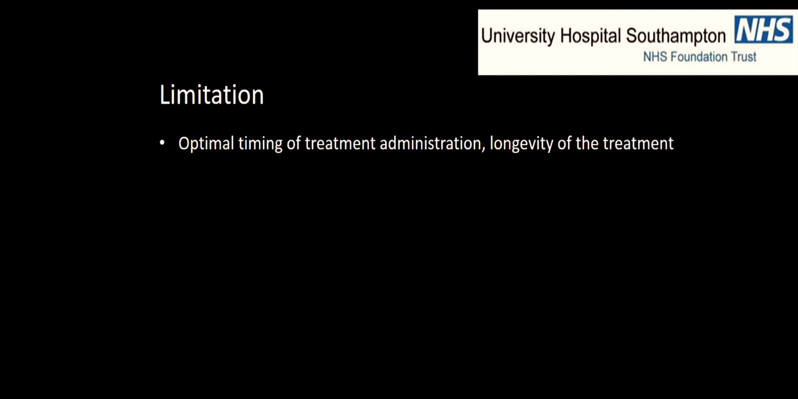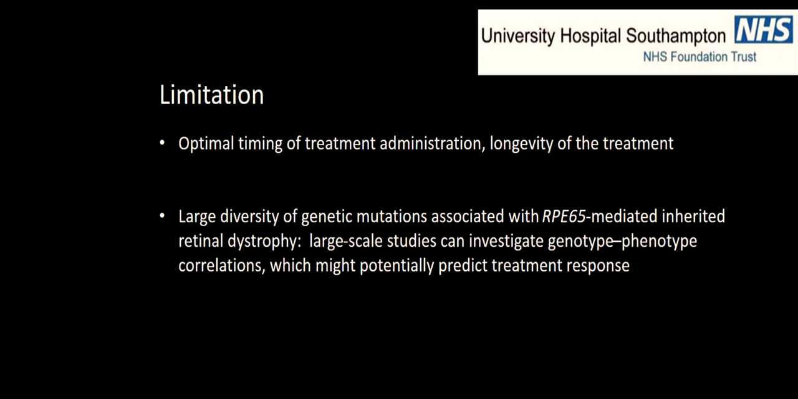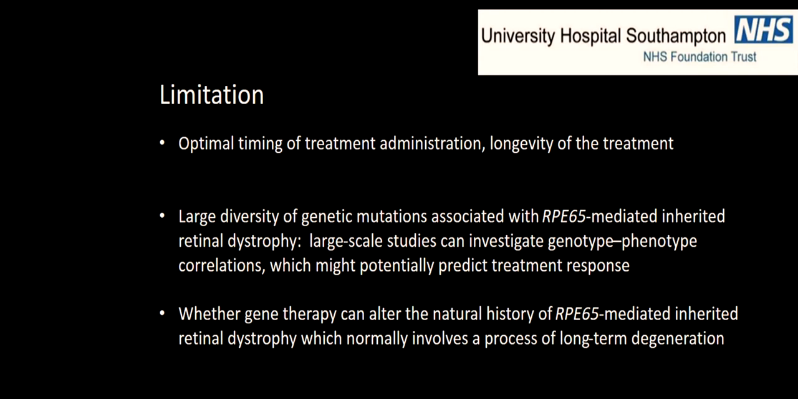However, there are still limitations. We don't know all the answers. We don't know what the optimum time for the treatment is, how long the treatment will last, and we all know that RP has different phenotypic manifestations, and we still need large studies to see where this could be useful. And also, whether gene therapies can alter the natural history of RP-mediated inherited disorders.